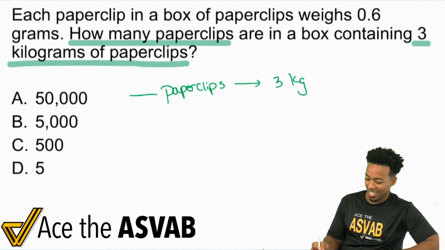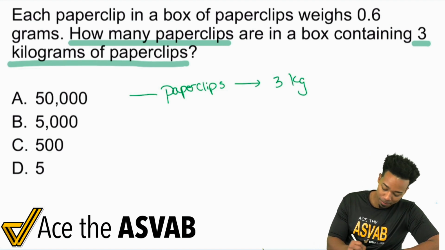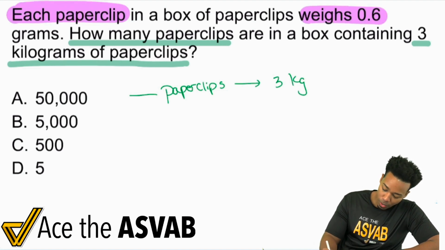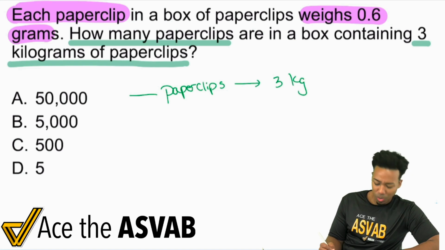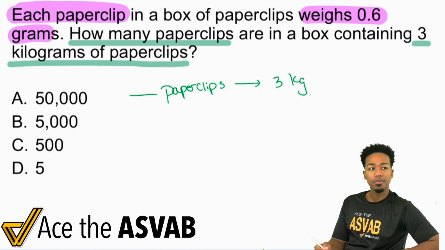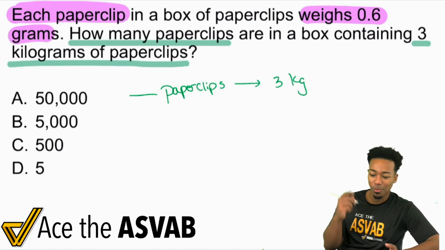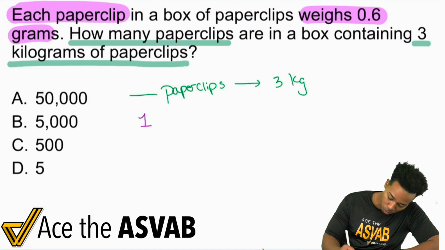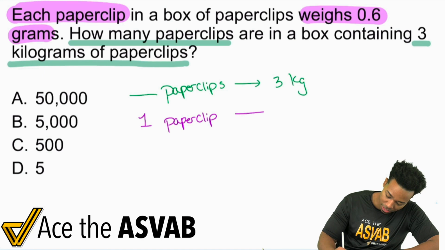Now let's take a look at the beginning part of the problem here. Each paper clip weighs 0.6 grams. So what does each mean, each paper clip? Well, that means one. That means one paper clip. So we're looking at one paper clip, and that is 0.6 grams.